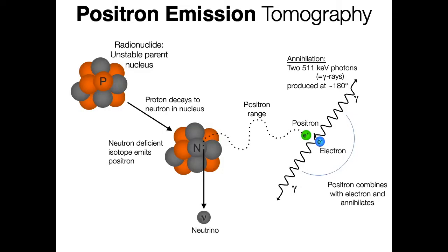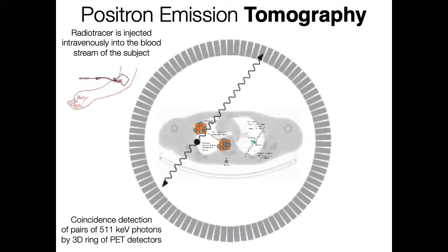Now, why did I start out with this? All of this entire process actually happens inside the body, because what we're doing in positron emission tomography is we inject a radioactive tracer intravenously into the bloodstream of a subject. And so this entire process that I just talked about happens inside the body, and when you have a patient placed inside a tomographic scanner that has PET detectors, we can then detect these 511 keV photons via a coincidence detection using a 3D ring of detectors.